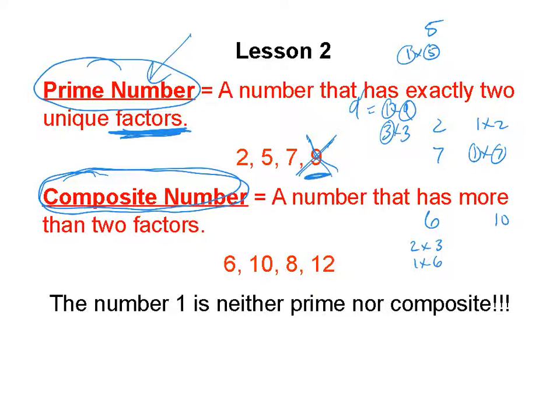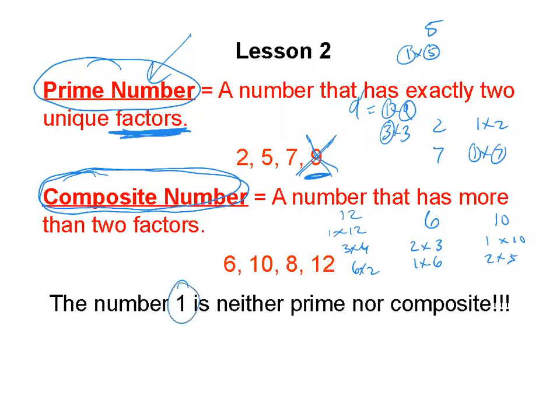How about 10? Definitely 1 times 10, right? 2 times 5. So that one also has 4 factors. Some numbers even have more than that, like 12 would be one example. 1 times 12, 3 times 4, and 6 times 2. That one has 6 factors. So if a number has more than 2 factors, we call it a composite number. Hopefully that makes some sense.